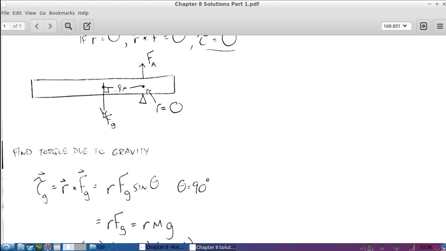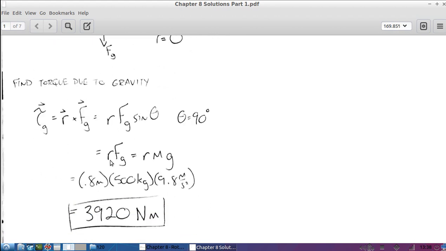This is a great opportunity to practice the right hand rule. R cross F, the torque vector, should be out towards you, and that's the positive z direction. Sine theta goes to 1, so it's just the product of the radius vector and the gravitational force, and gravity is mass times acceleration due to gravity. These are just magnitudes now, and I get the torque applied on this steel beam.